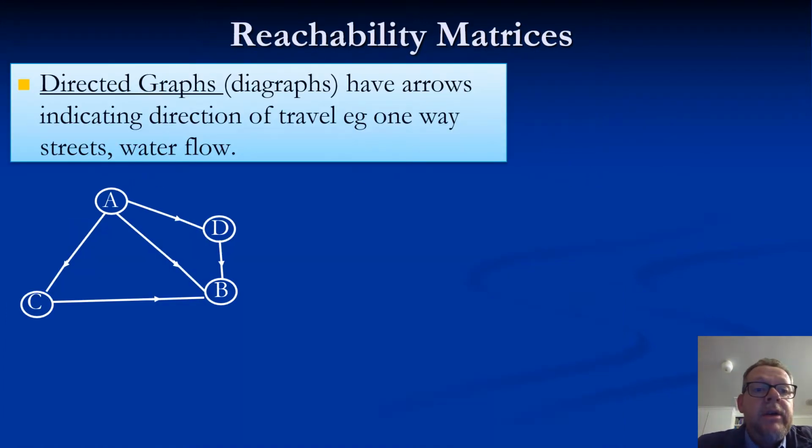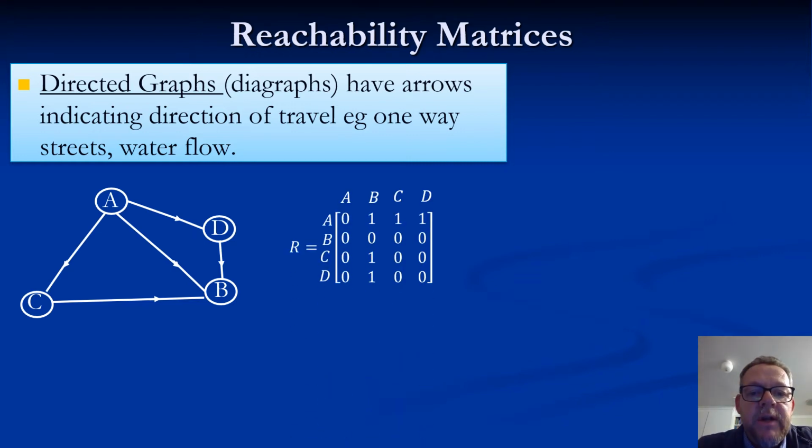Okay, a directed graph or a digraph has arrows and it indicates the direction of travel. So this could be one-way streets, it could be water flow, it could be a computer network, it could be a computer circuit, it could be lines of communication, it could be the boss at number A, and then the second boss at the second level, and the third boss or the pleb down at the bottom of the digraph. So this is lines of communication, for example.